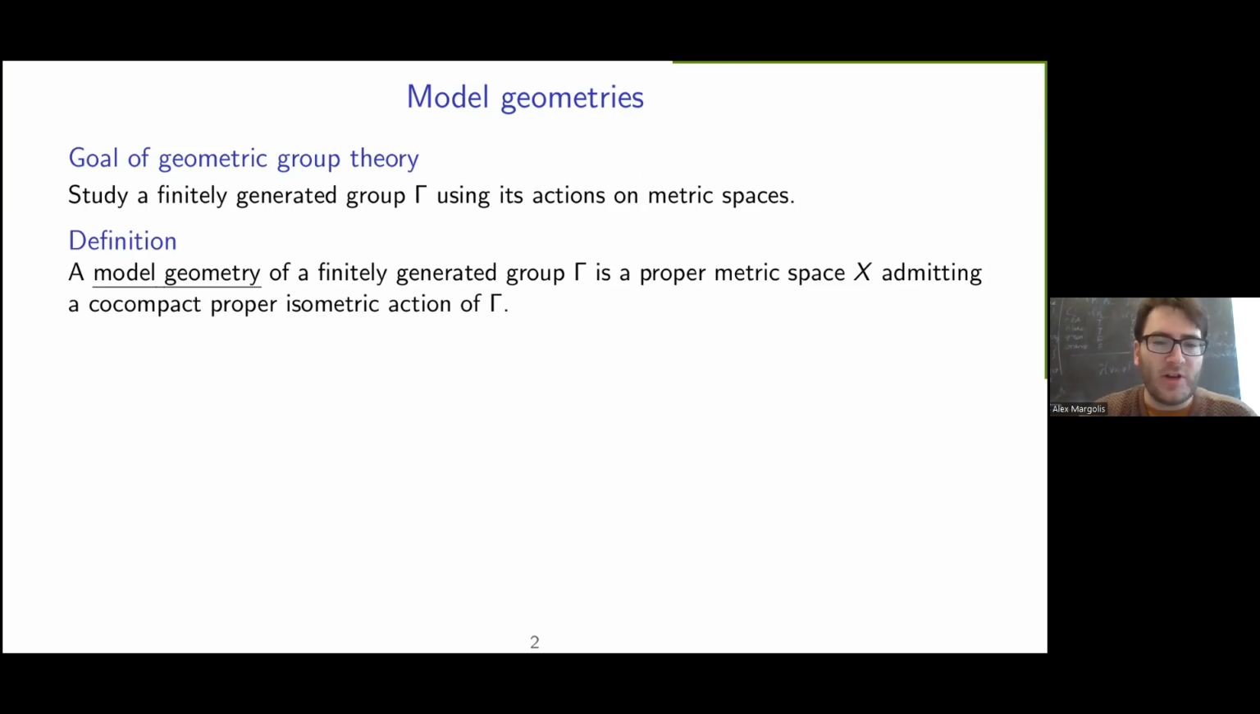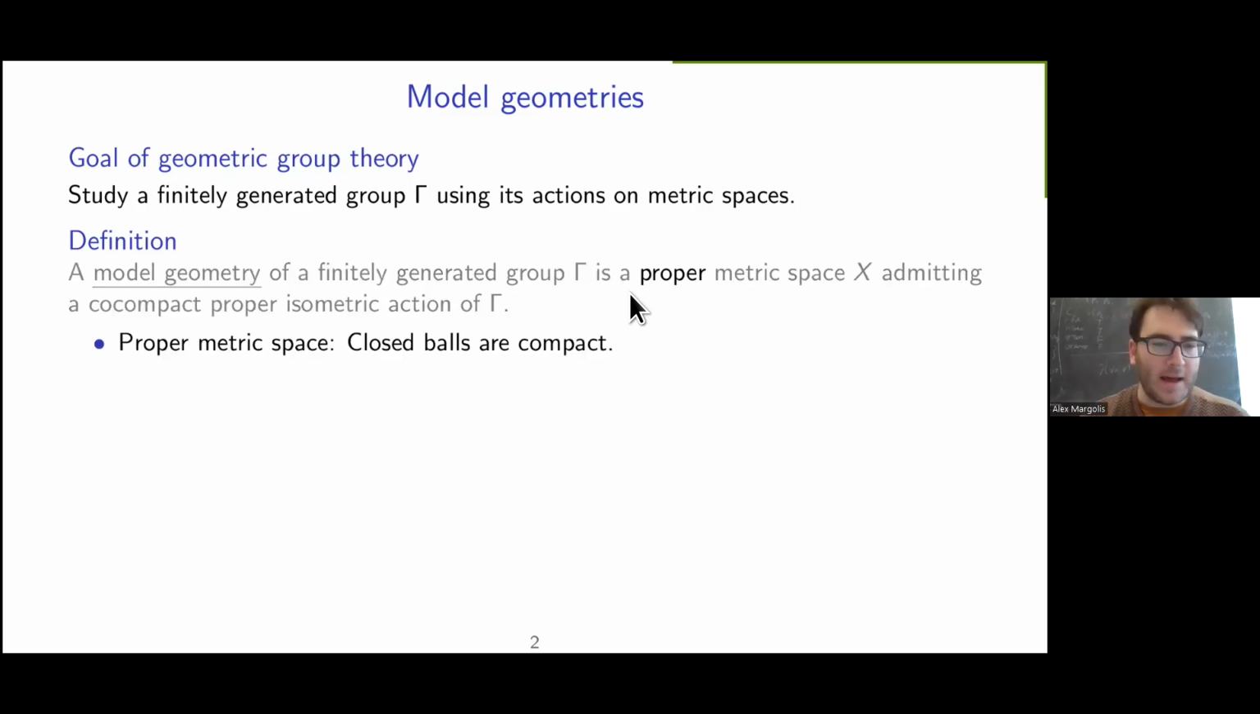A model geometry of a finitely generated group gamma is a proper metric space X, which admits a co-compact proper isometric action of the group gamma. There are quite a few words here, and most people hopefully know what they are, but I'm just going to define them so we're all on the same page.